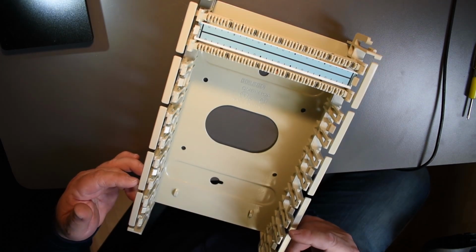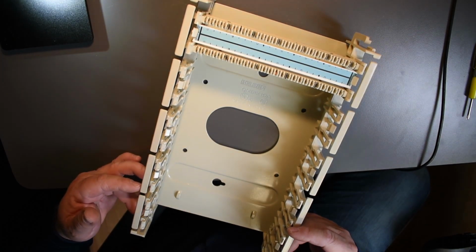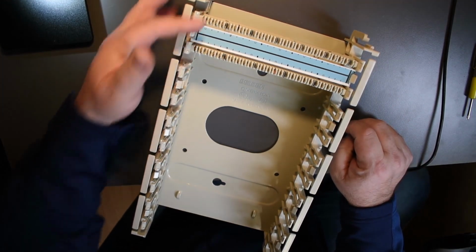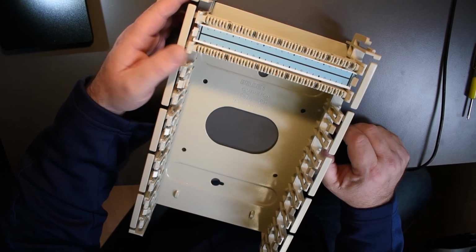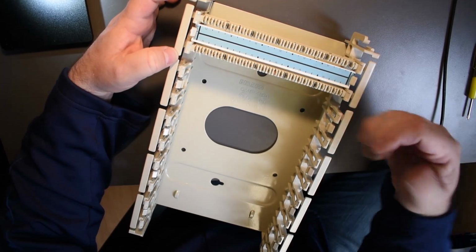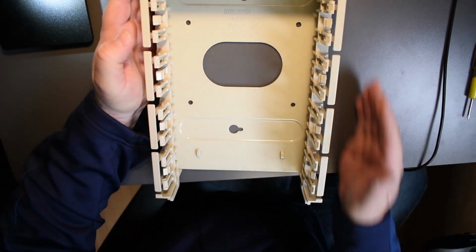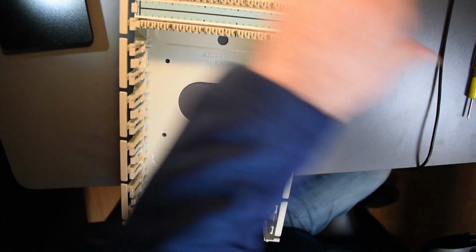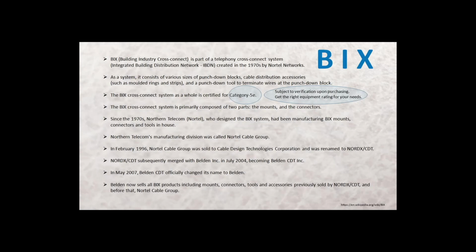Now, sometimes I saw that in some cases some companies just buy the 10 position frames or mounts, and you just use a hacksaw. If you need just one part of that, you're just going to cut this off. Now, it depends on what you do and on the situation. Okay, so all right, so again, we just went over that. The BIX cross-connect system is primarily composed of two parts, the mounts and the connectors.